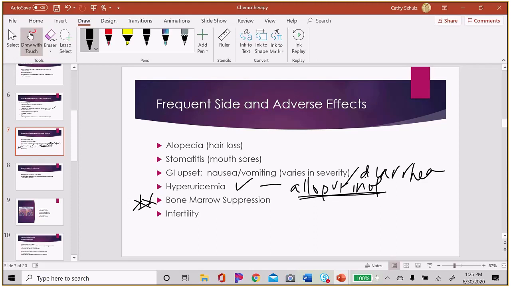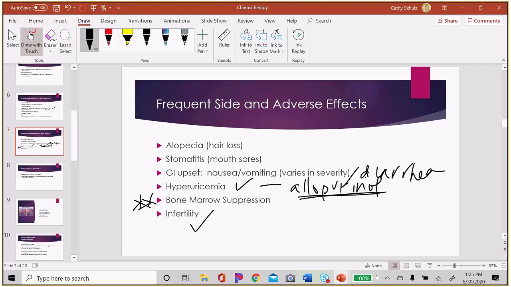If their white count becomes too low and they become very immunosuppressed, they're at risk for infections, which means you would also have to hold chemotherapy and they'll get very sick. That's not good. Anemia, they might require blood transfusions. Platelets, they might require platelet transfusions. So that's watched very closely.